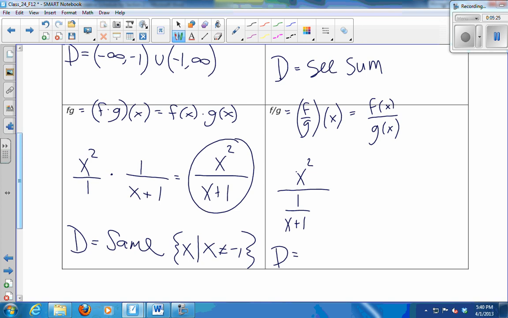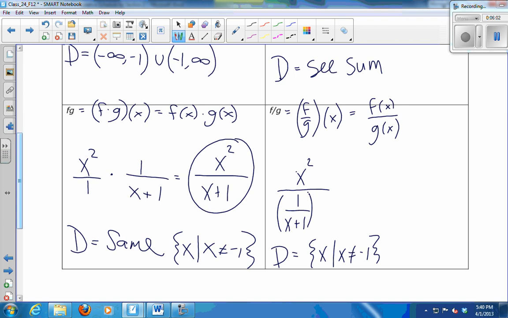Still not -1, right? Because I have this fraction here, 1 over x plus 1. Don't want a 0 in the denominator. So my domain is still all x's such that x does not equal -1. Also, this whole fraction, 1 over x plus 1, whatever the function g is that you're dividing by, you have to make sure that that whole function is never 0, because this 1 over x plus 1 is a denominator of itself. So I don't want it to ever be 0.